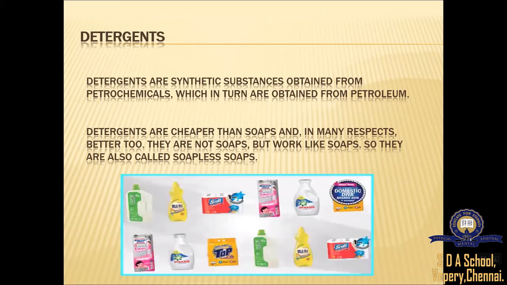Detergent. Detergents are synthetic substances obtained from petrochemicals, which are derived from petroleum. Detergents are cheaper than soap. They are not soaps, but they work like soap. They act like soap, but they are not soap at all. So they are called soapless soaps.